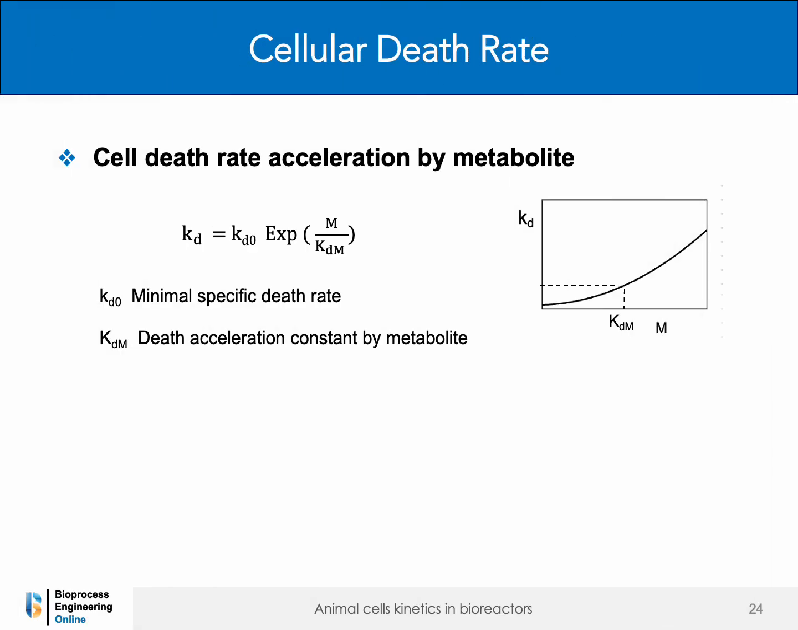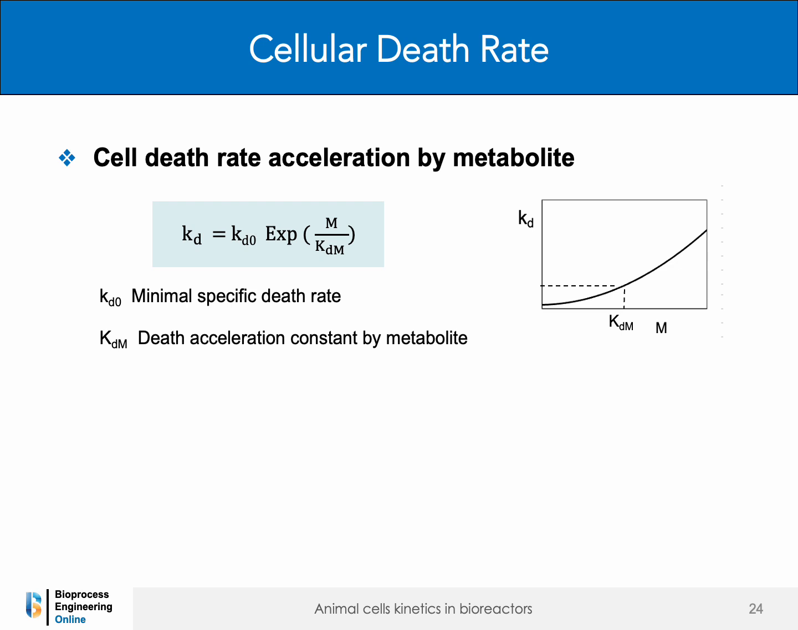The final decline phase is characterized by a decrease in viable cell concentration as cell death progressively exceeds cell growth. One of the main causes of this increase in cell death is the accumulation of toxic metabolites, particularly lactate and ammonia. A simple model assumes that the specific death rate increases exponentially with the metabolite concentration: Kd equals Kd0, multiplied by the exponential of m divided by Kdm.